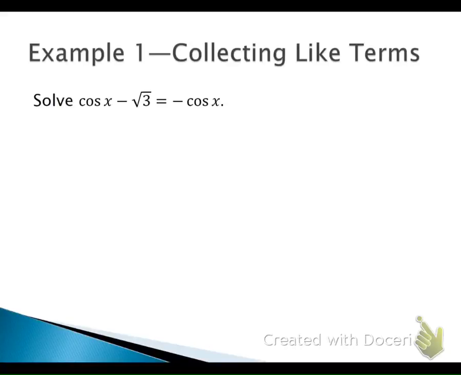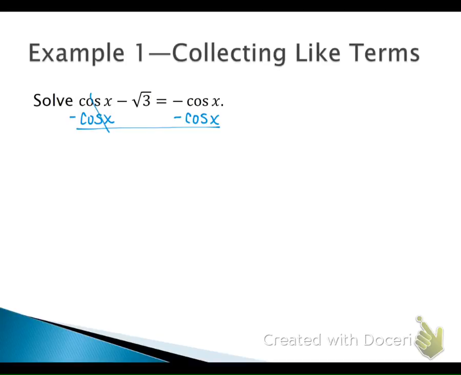Okay, so example 1, we're solving for x, but first we got to get our trig function by itself. So I see I have cosine of x minus the square root of 3 equals negative cosine of x. So I'm going to go ahead and move the cosine from the left to the right side by subtracting it. Subtract the cosine of x from both sides.